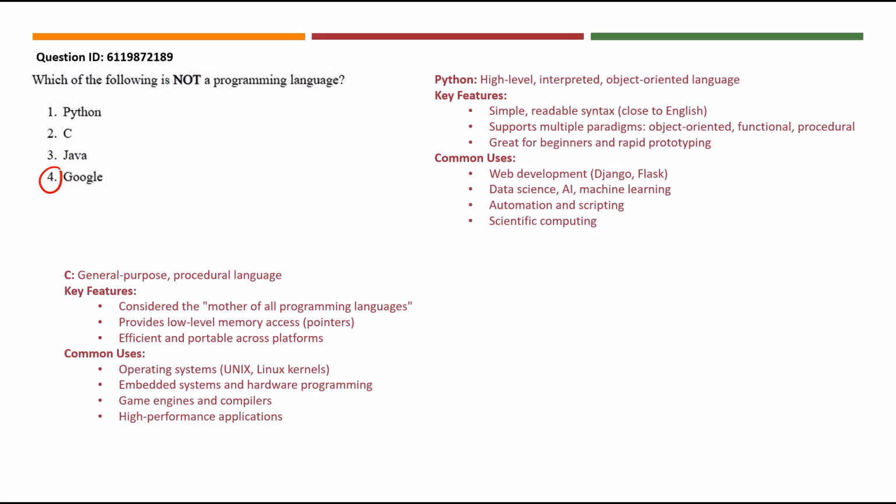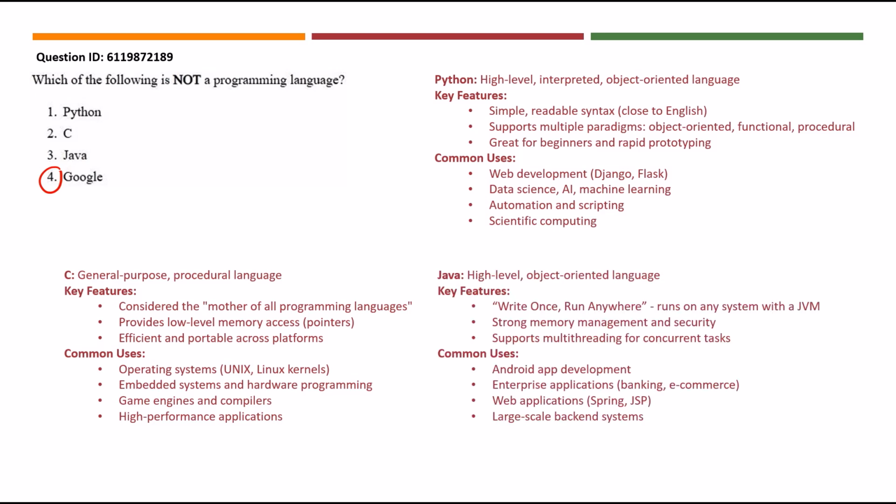Provides low-level memory access in terms of pointers, efficient and portable across platforms. Common uses are actually operating systems are written using this language, embedded systems and hardware programming are done using this language, game engines, compilers, high-performance applications are written using C.